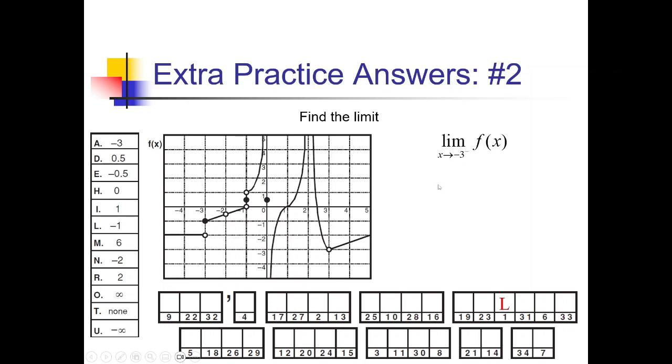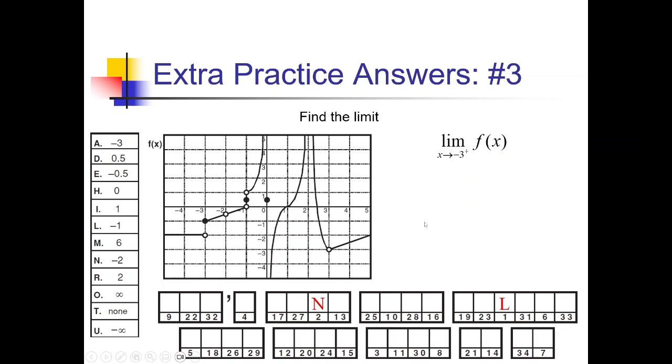For question 2, we're asking for the left side limit at -3. As I approach the x value -3 from the left side, like so, the y value I'm heading towards from that side is -2. So that is our left side limit. And -2 goes with letter N, so that's going in spot 2 right here.